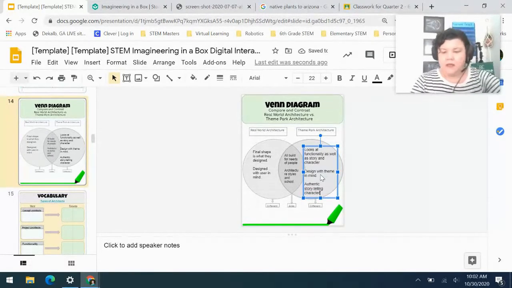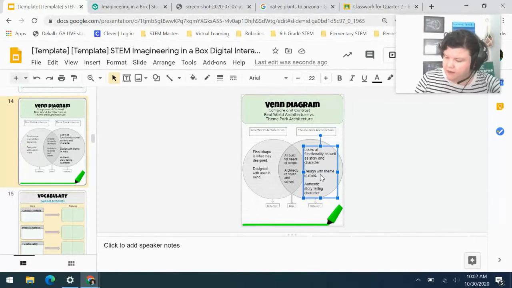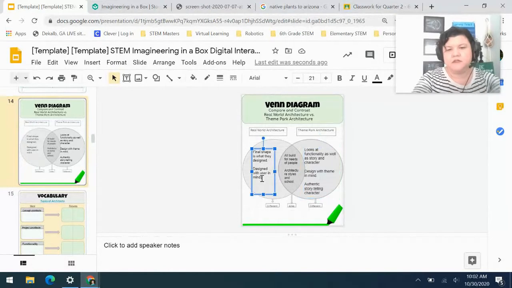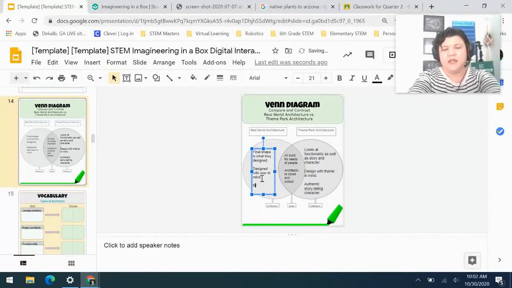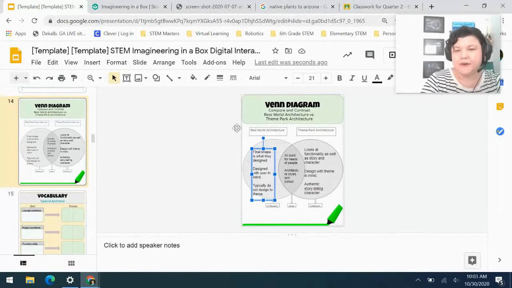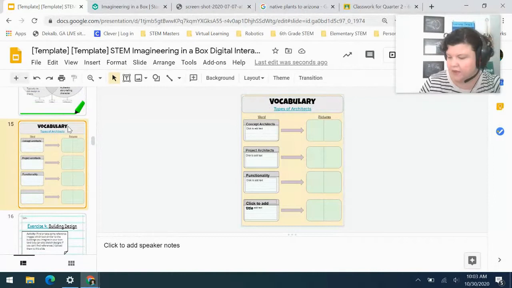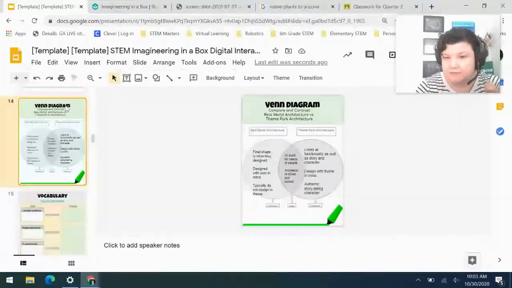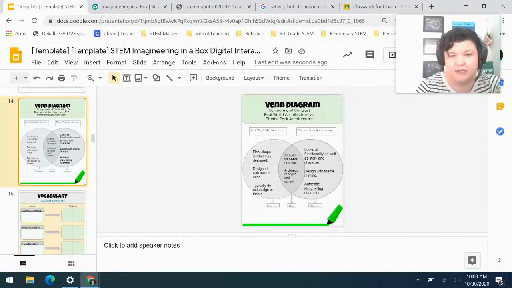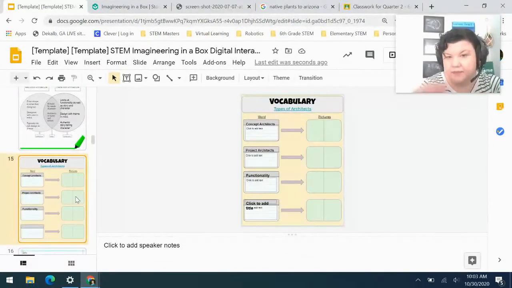All right. Let's see if there's anything else on my notes. As opposed to a real world architect, they typically do not design to an actual theme. So that is what your Venn diagram should look like. It probably shouldn't have many more than what I have. You might have more, you might have less, but if you have these bits of information down, that is perfectly fine. Okay. Going on to our vocabulary slide.